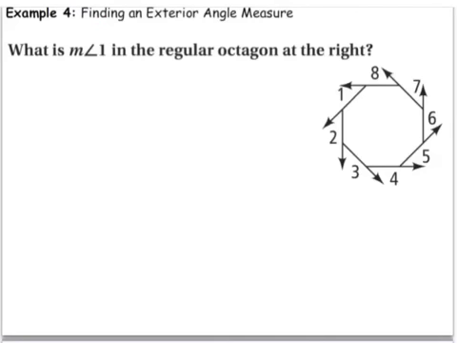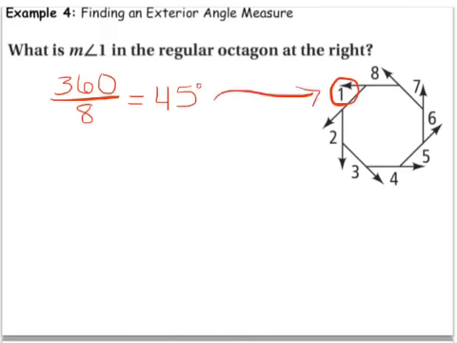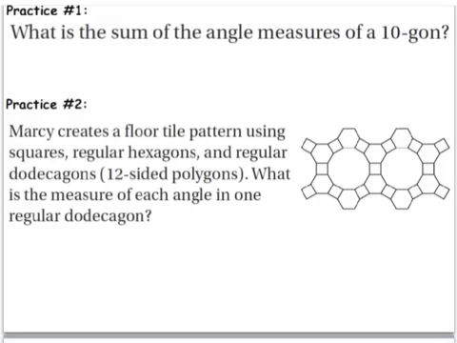Okay, let's use that theorem for this example. What is the measure of angle 1 in the regular octagon at the right? In this example, it's nice to know that this is a regular polygon because each of the exterior angles will be congruent to each other. So, since we know all the exterior angles will sum to 360, and we have 8 exterior angles in this problem, 360 divided by 8 is going to give us 45. So angle 1 is going to be equal to 45 degrees.